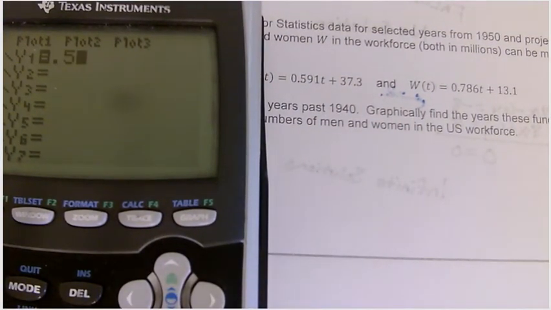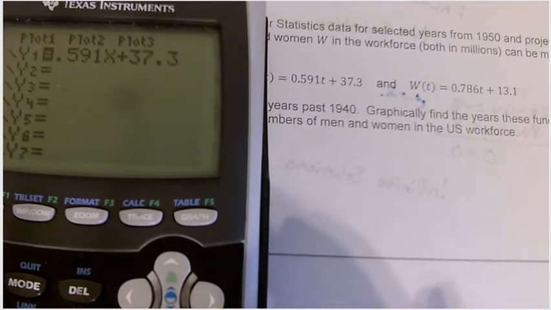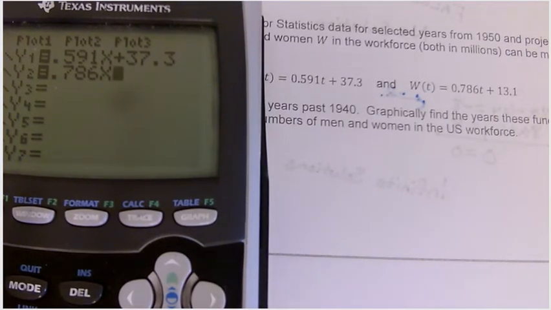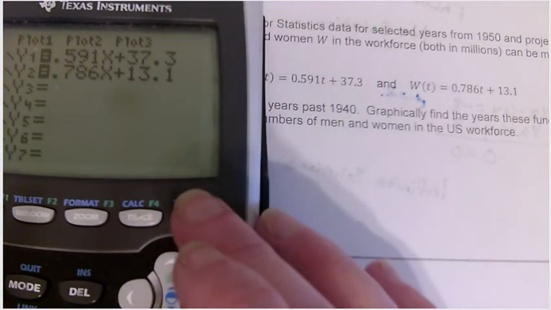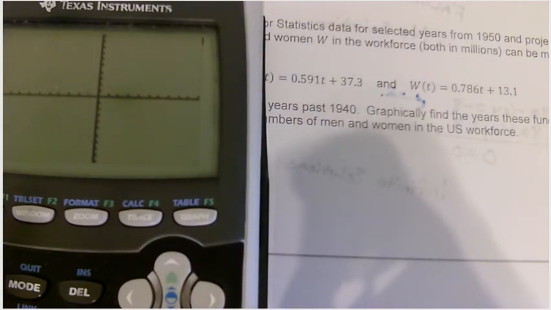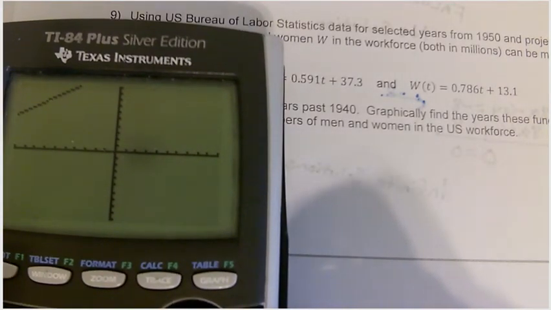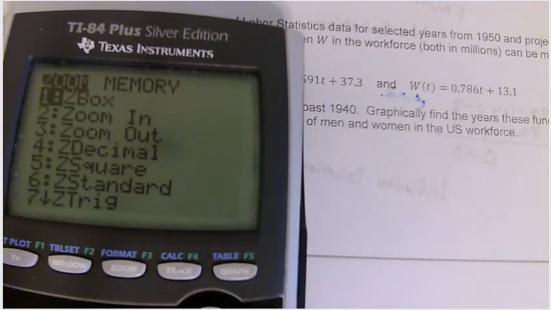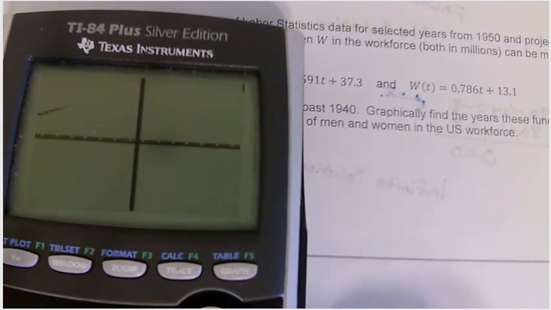So 0.591, we'll use X in the calculator. It's not as acquainted with T. And I'm going to go to my graph. Let's see. What's the problem here? Why am I not seeing it right now? Because it's too tall, right? So maybe I need to zoom out. And one thing you can do is do a zoom out. Press the 3 and press enter. Let's see if that helped any.